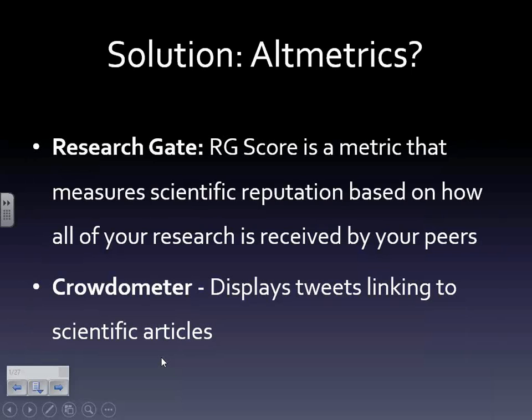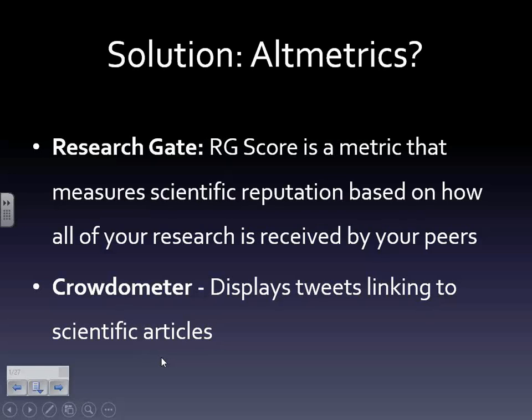There is a solution to this big problem as well, that people now say, well, we can't use the H factor because of all the problems. Let's use Altmetrics. It's just a modern way. This RG score that I just showed you, the ResearchGate score, is a metric that measures scientific reputation based on how all of your research is received by your peers. So it's how many times have you been on Facebook, Twitter, how many times, who's reading your work? Is it somebody that's important or somebody that's less important? All of that gives you a score, and you get an RG score of 38.